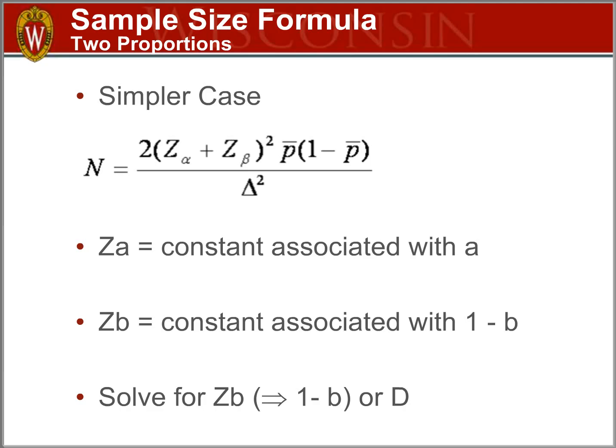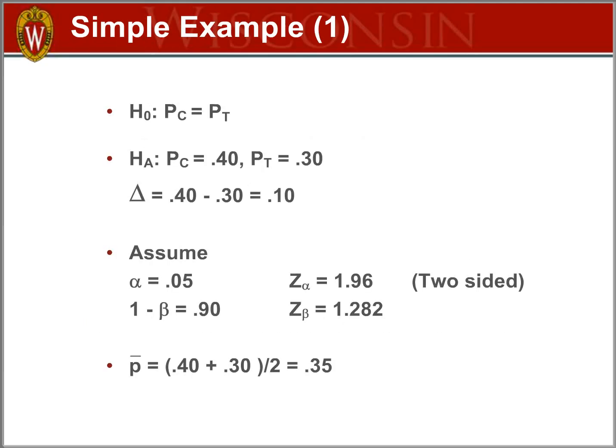P-bar times 1 minus P-bar is essentially the variance of the parameter that we are looking at. So think of that term as variance, and as variability increases in the measurement that we're going to use, the sample size increases. Let's look at a specific example, this one we've been tracking here.